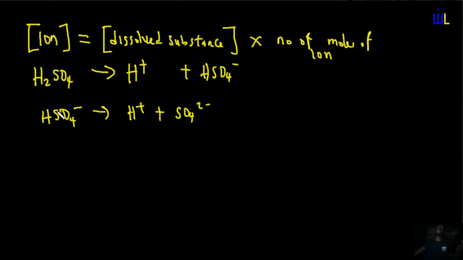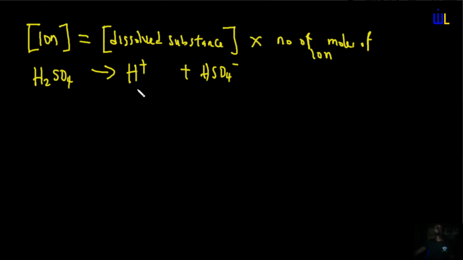However, this particular HSO4 is not a strong acid, which means not every hydrogen ion would actually come out. But for the sake of this study and for an easier understanding, we are going to assume that once H2SO4 dissociates, all of the hydrogen ion comes out. So because of that, I will write the equation in this manner.